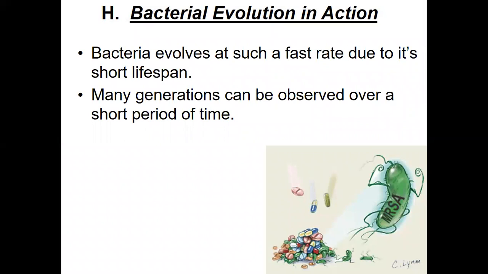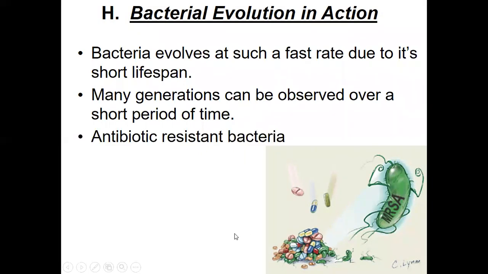Bacterial evolutionary evidence. Hopefully this makes sense in our current day and age. Bacteria evolve really, really quickly. So we can see they're becoming resistant to something like antibiotics in a very short period of time. Think about MRSA. MRSA does not react very well to our antibiotics. It survives and breeds.